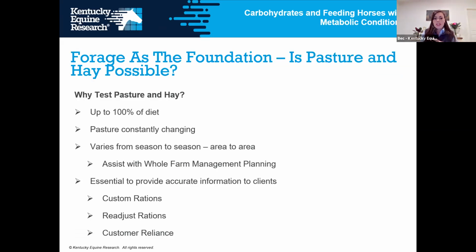Now, I'm going to flick back to David a little bit as well, because the most important thing here is that forage does remain the foundation of the diet, even with these PPID metabolic type horses. But we need to look at if pasture and hay is actually possible for these horses. So David, if you want to take us through the next few slides.